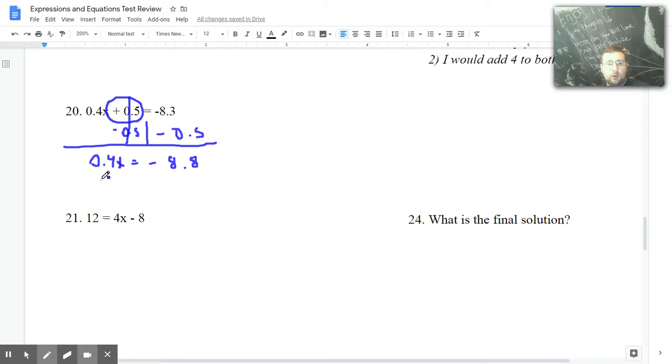Now, if you put this in a calculator is what I would do, but you got to get rid of the 0.4. So it's multiplying the x, so I have to divide both sides by 0.4, right, in order to solve this. So again, divide both sides by 0.4. If you do that, the 0.4s will cancel out, and all you have left is the x.